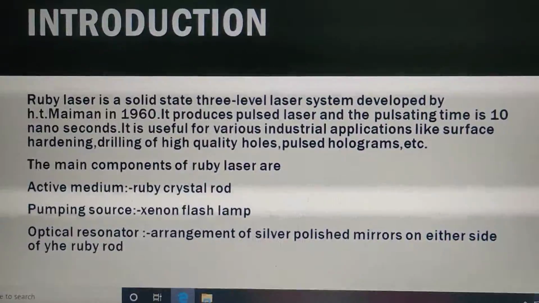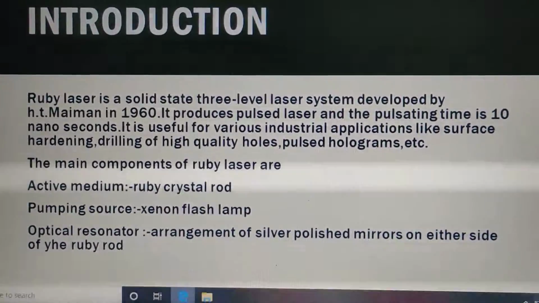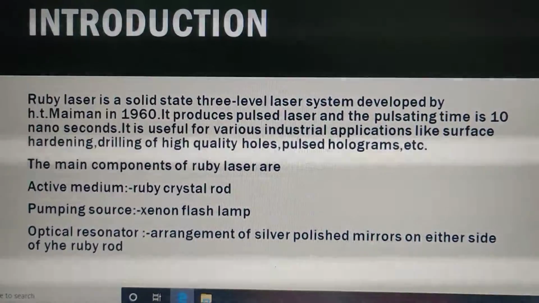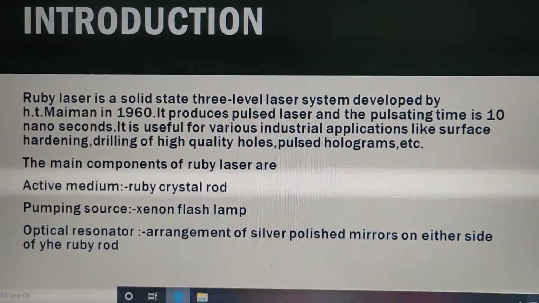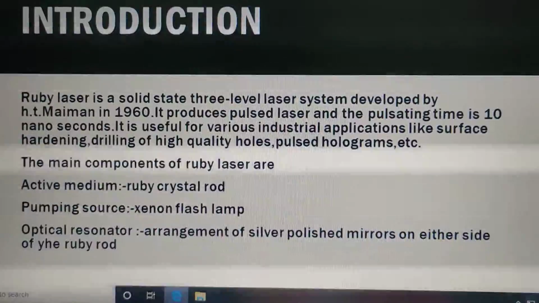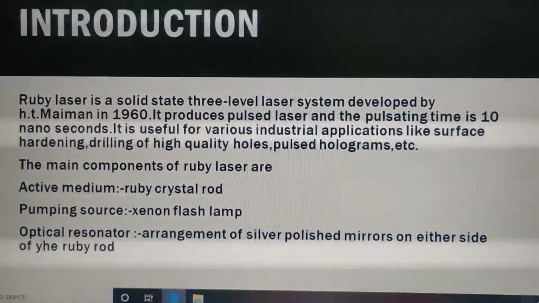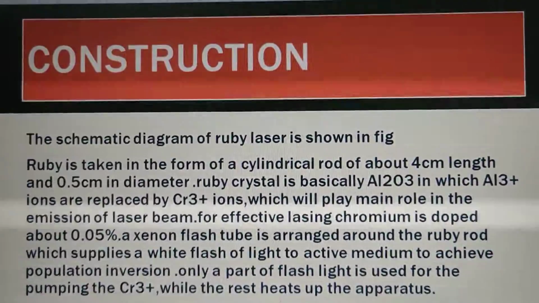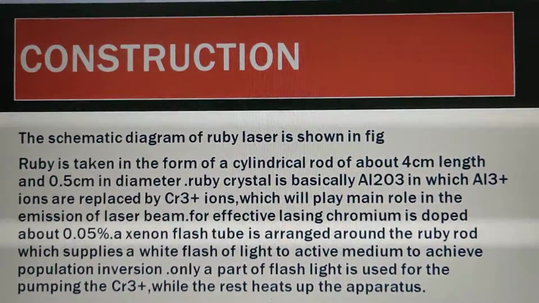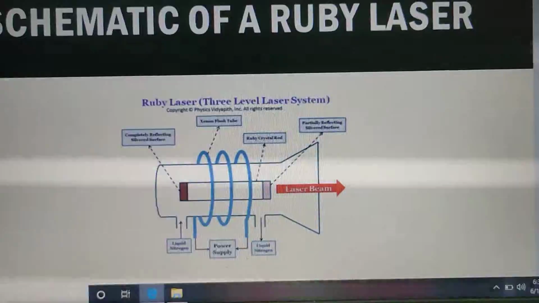The main components of Ruby Laser are active medium, Ruby crystal rod, pumping source, xenon flash lamp, optical resonator, arrangement of silver polished mirrors on either sides of the Ruby rod. Now let's see the construction. The schematic diagram of Ruby Laser is shown; this is the figure of the Ruby Laser rod.